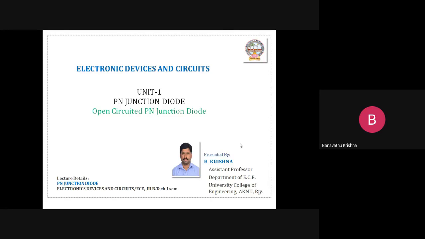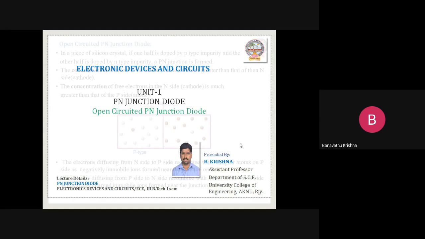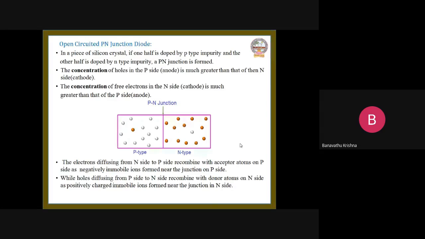So now I am going to discuss the open circuited PN junction diode. Here, the open circuit PN junction is, as I told you in the previous class, the same thing. We have to discuss P-type material and N-type material. They are combined to each other, and then it is formed as a PN junction diode. Let us see the basic phenomenon for the formation of the P-type and N-type device here.